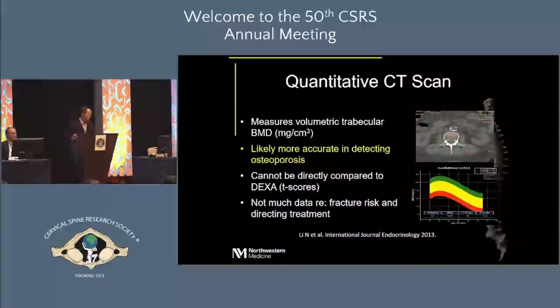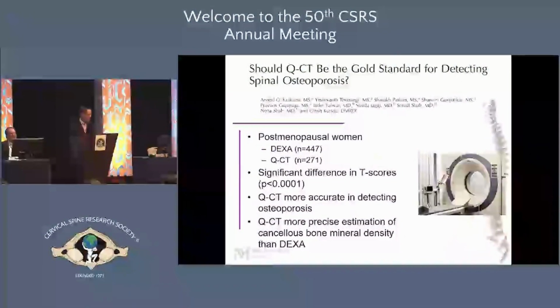But I think from a surgical standpoint, if we're worried about instrumentation failure, or if we're worried about screw purchase, this type of scan might have the most promise in terms of determining that risk. In a more recent study in postmenopausal women looking at the accuracy or specificity and sensitivity of DEXA scan and quantitative CT, this group concluded that quantitative CT is more accurate in detecting osteoporosis and had a more precise estimation of cancellous bone mineral density than DEXA.